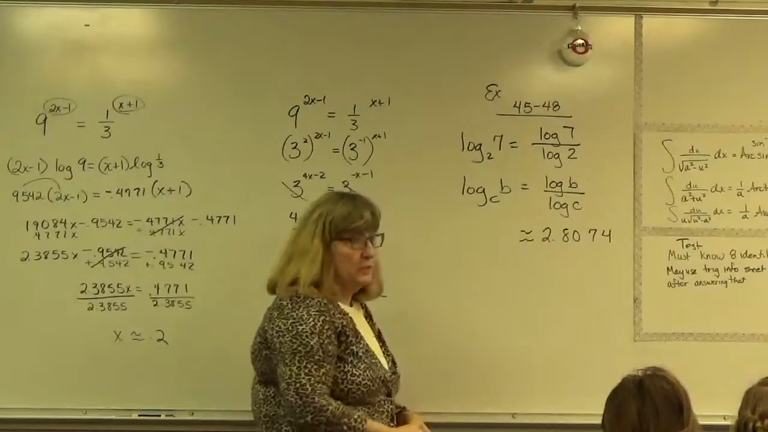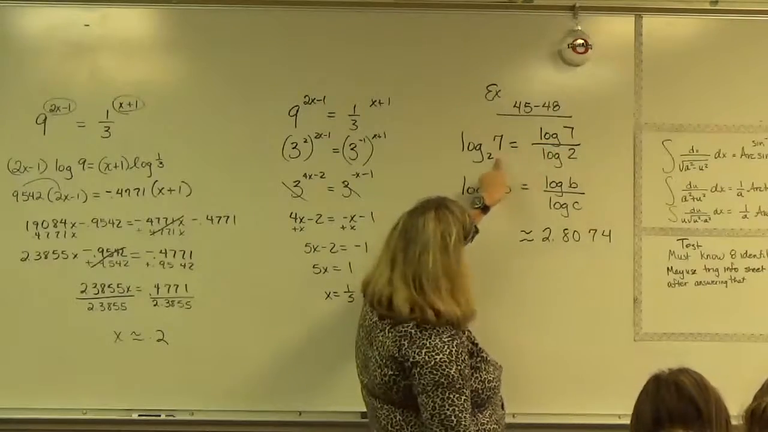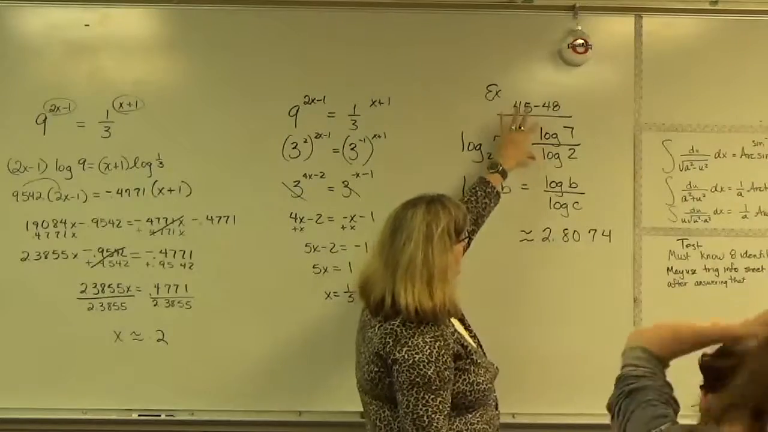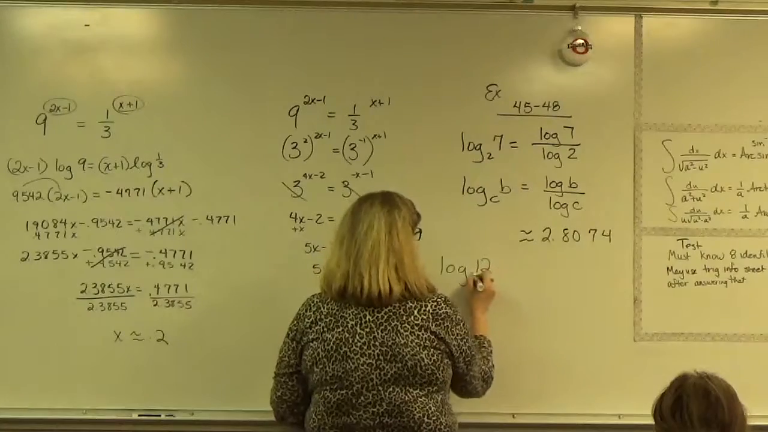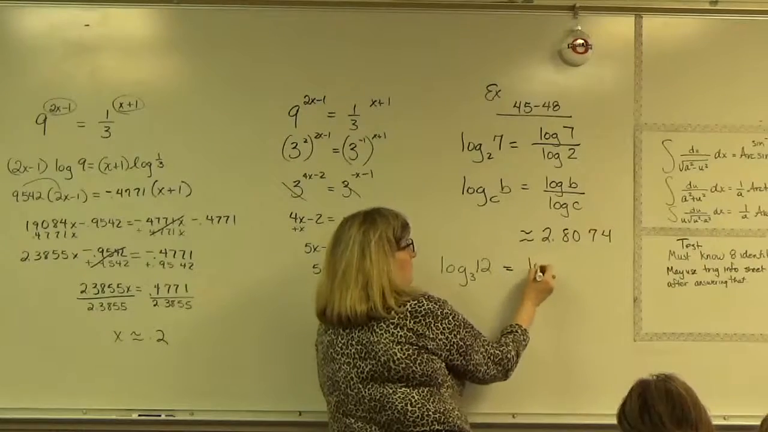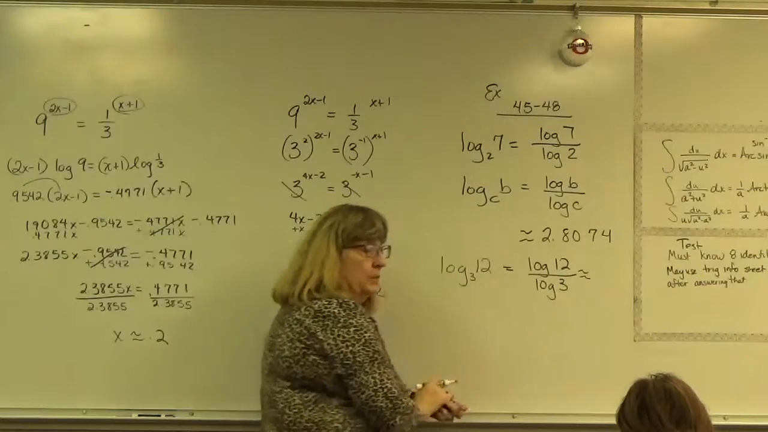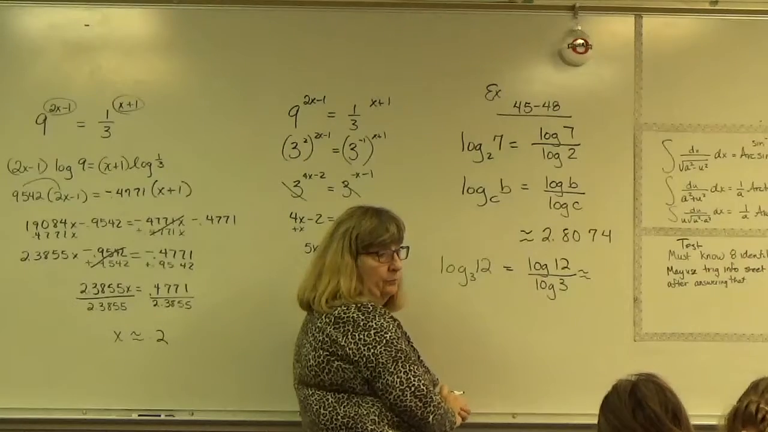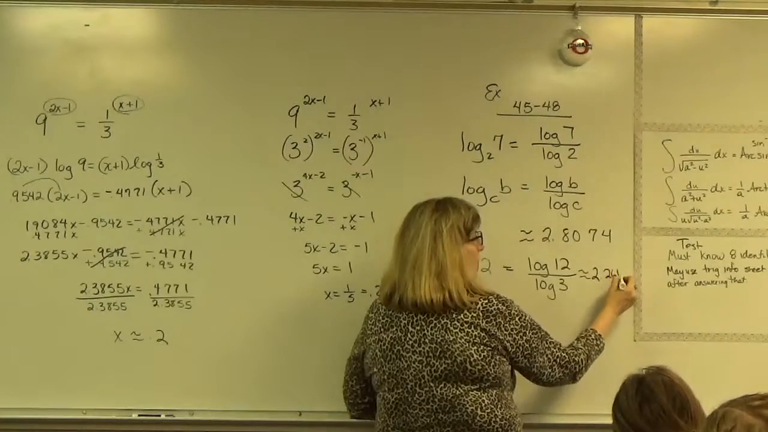Okay, and what I want to see on your paper, since this is relatively just use your calculator, is the 7, what you had to use to find the answer. So if I want 7 base 2, I want to see this, then tell me the answer. So if I have the log of 12 base 3, how would I set it up into the formula? Over log of 3. Then go to your calculator and tell me what that is approximately. What's the log of 12 divided by the log of 3? 2.2619. Anybody else get that?